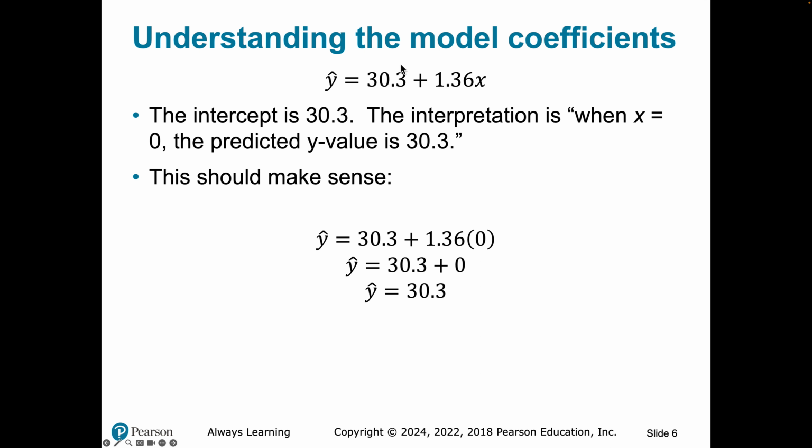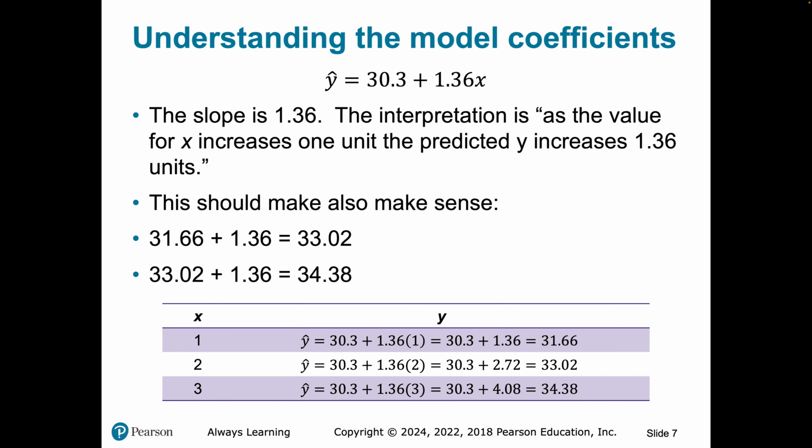So whatever your intercept is, let's say it's negative 11. When x is equal to 0, the predicted y value is negative 11. Let's say this is 14.7. When x is equal to 0, the predicted y value is 14.7. It should make a little bit of sense, because if we put x equals 0 in our model, again, just put 0 in for x, you can see that 1.36 times 0 is 0, and we get our y hat, our predicted y, just the number that is in the spot of the intercept.